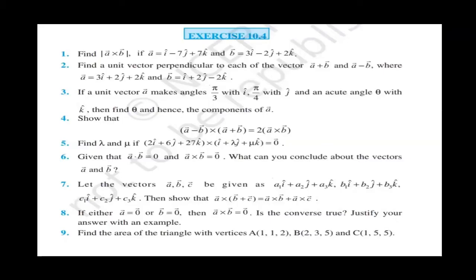Question number 4. Prove that (a bar minus b bar) cross (a bar plus b bar) is equal to 2 times a bar cross b bar.